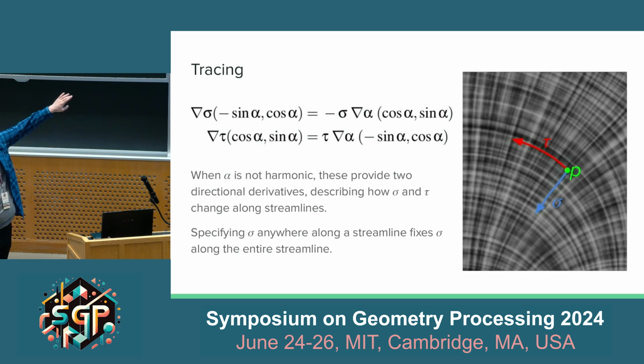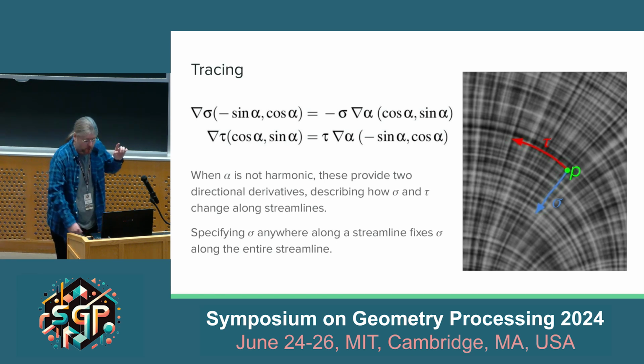So if we were to specify some value for tau at point P, we actually specify values for the entire streamline in both directions, because you can integrate tau grad alpha from that starting seed point. So basically, if you specify a width anywhere along a streamline, you specify width everywhere along the streamline.